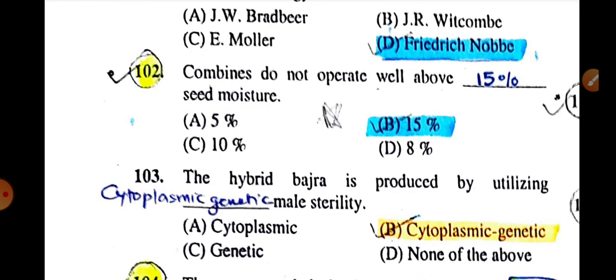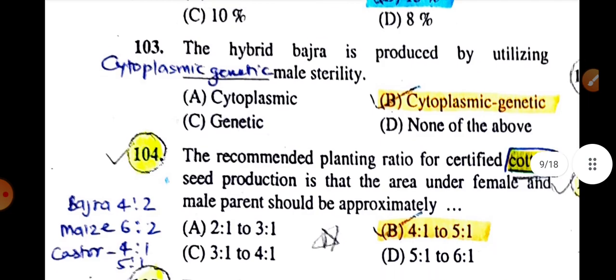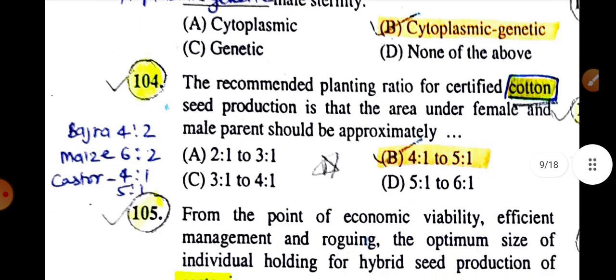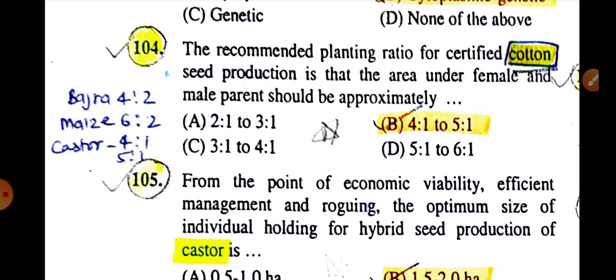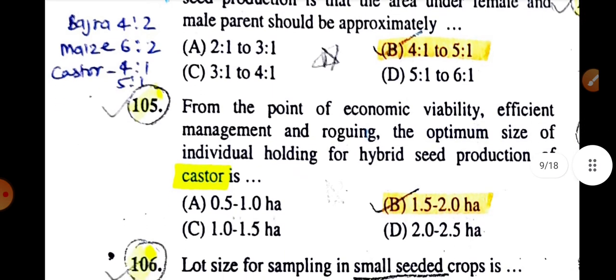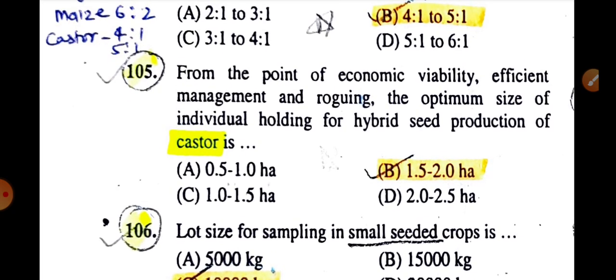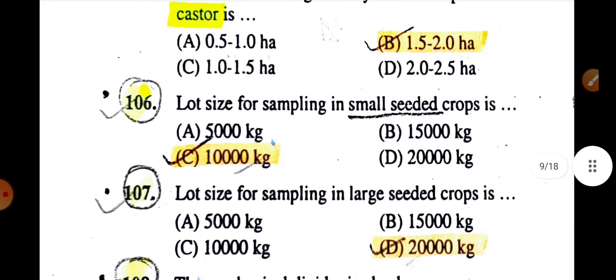Combines do not operate well above 15% seed moisture. A hybrid bajra is produced by utilizing cytoplasmic genetic male sterility. The planting ratio male-female for cotton is 4:1 to 5:1, while in bajra it is 4:1, maize 6:2, castor 4:1 to 5:1. From the point of economic viability, efficient management and rogueing, the optimum size of individual holding for hybrid seed production is 1.5 to 2 hectares.